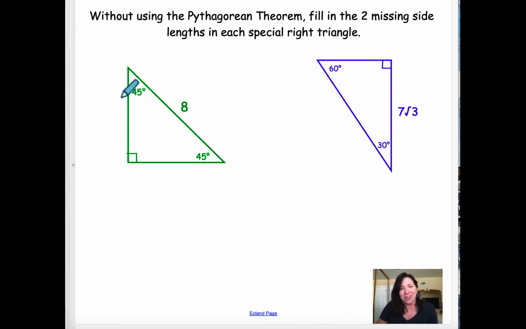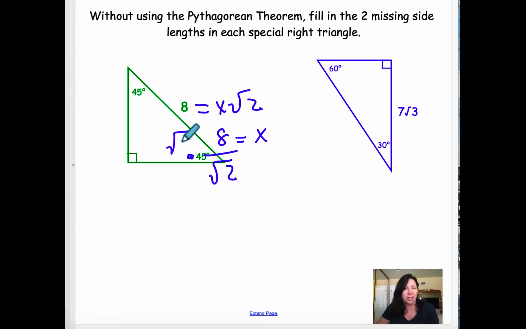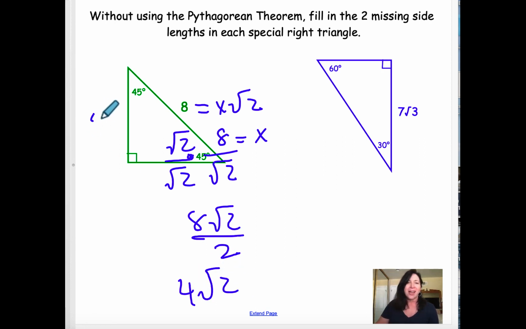So what we have here is a 45, 45, 90 right triangle. I can go x root 2. I know that's supposed to be x root 2, right? And I know I can divide by root 2, and I have 8 over square root of 2. I'm going to get rid of that root 2. I'm going to multiply by root 2 over root 2. I'm going to get 8 root 2 over root 4, which is 2. Those are going to cancel, and I get 4 root 2. Oh, my sides are 4 root 2.